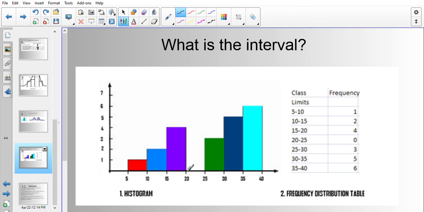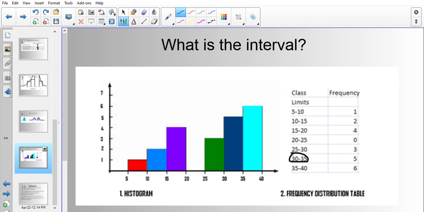Our third interval is 15 to 20. Within that interval, our frequency is 4, so it goes up to 4. The fourth interval is 20 to 25. We notice that our frequency is 0, so there's no bar at all there. 25 to 30, that would be our fifth interval, and that has a frequency of 3. Our sixth interval is 30 to 35, and that has a frequency of 5. And our final interval is 35 to 40, which has a frequency of 6.